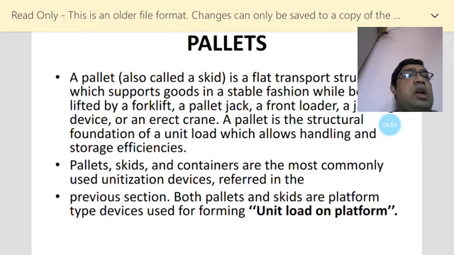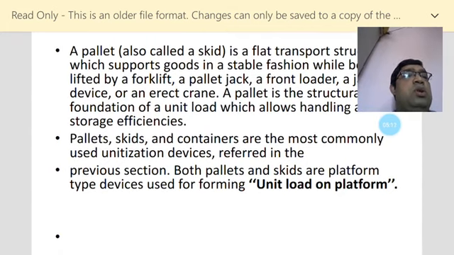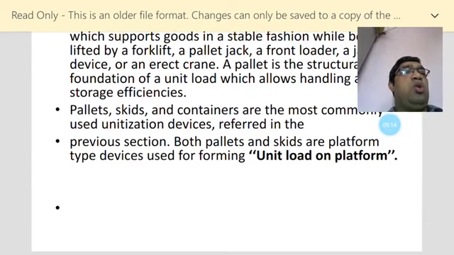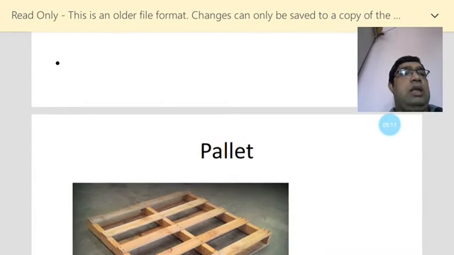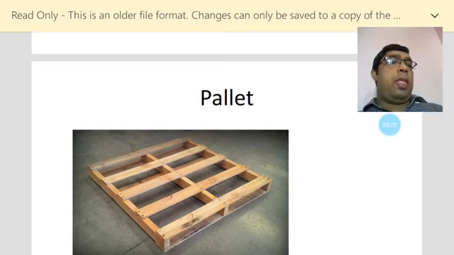And containers are the most commonly used unitization devices, as referred to in the previous classes, on how pallets will be used in the unitization process and also the unit loads. Both the pallets and skids are the platform type devices used for forming the unit load on the platforms. You can see that these are the pallets and basically a few wood pieces will be there.